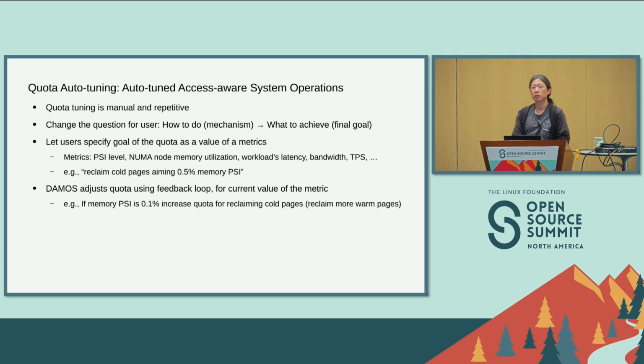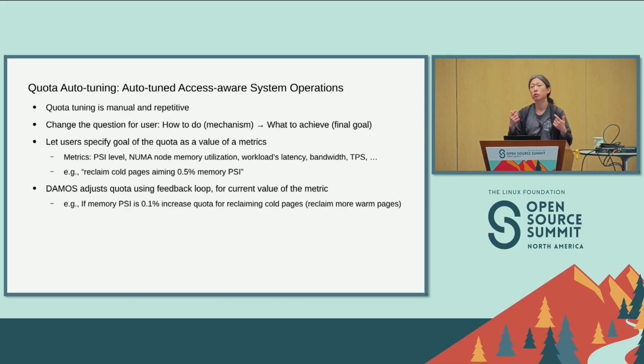Further, we found that this is very effective, but it is still difficult to set the optimum value of the quota. And therefore, we have implemented the quota auto-tuning feature. While working with this, we found that we are asking not very good questions to our users. That is, we are asking users how cold pages should be to count as cold, and how much resource we could use. This is a kind of mechanism question, asking how we should work. Maybe a better question is what you really want to achieve with this DAMOS scheme, the final goal or policy.